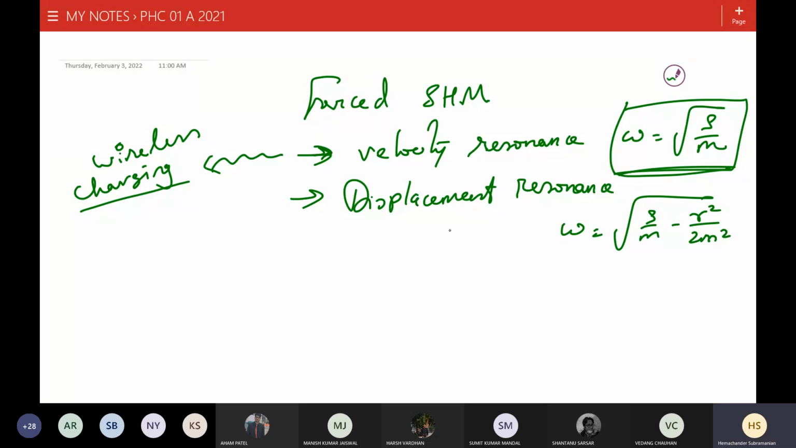And displacement resonance happens at a slightly lower frequency than the velocity resonance. This happens when the displacement is maximal, and there are many places where you don't want displacement to be maximal, like earthquakes. So what do you do? You can modify the looseness of the soil, the mass, the resistance offered by the building, and all that. You can modify that to minimize the displacement.